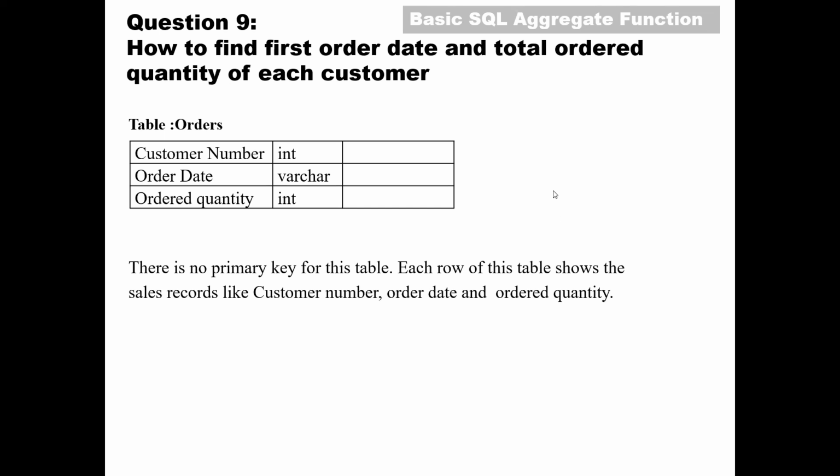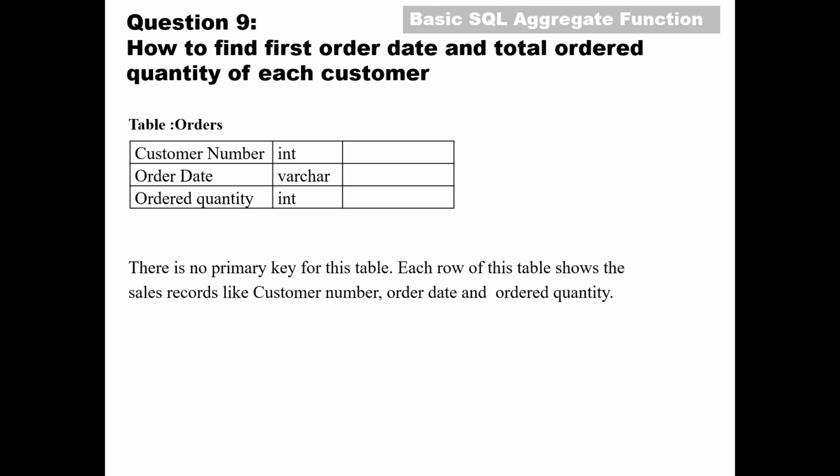Welcome back to our SQL training series. In today's question 9, we're diving into a real-world scenario. How can we find the first order date and total ordered quantity of each customer? We're working with a table named orders that records customer purchases.